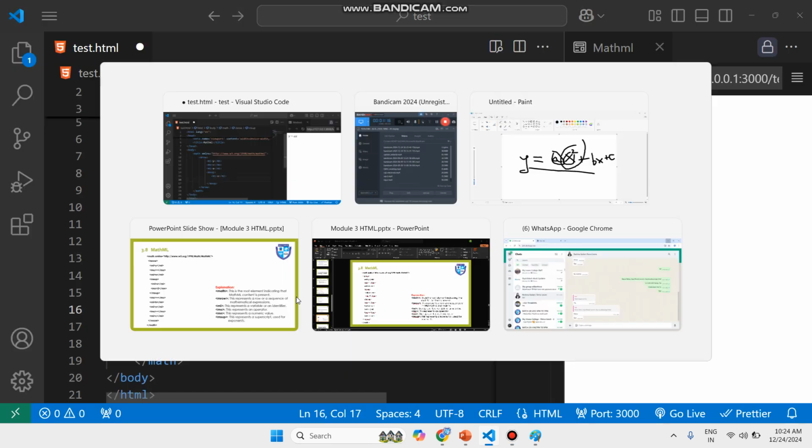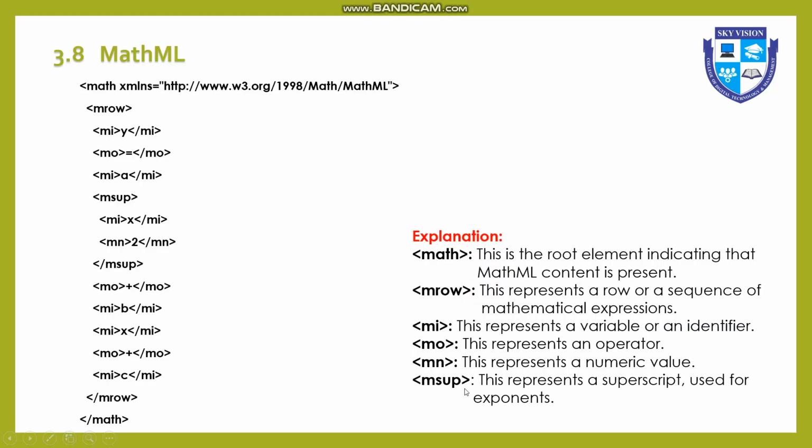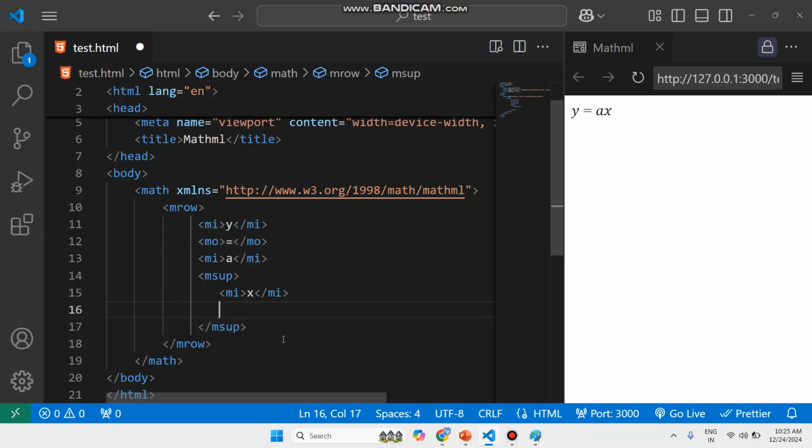Square is another concept. How can we write square? See over here, the square. When we want to call the square, we need to write an mn. Mn means what? This represents a numerical value. When I want to represent a numeric value, it's like digits, right? So whenever I want to write digits, I want to write the mathematical numeric, mn. So let me use mn over here.